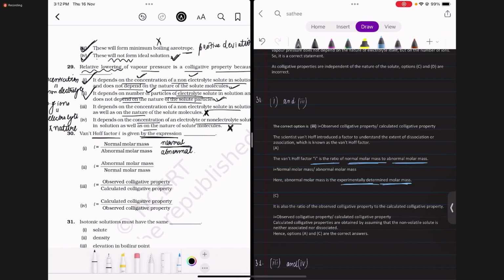Similarly, it is also equal to observed colligative property divided by calculated colligative property. यानी कि कैलकुलेटेड कॉलिगेटिव प्रॉपर्टीज कहाँ से आती है? So they are obtained by assuming that the non-volatile solute is neither associated nor disassociated. यानी कि calculated colligative property also we are finding in any experiment, and उसके बाद हम observed and calculated का ratio निकालते हैं, then we get the Van Hoff factor. So Van Hoff factor is the ratio of normal to abnormal molar mass, and also it is the ratio of observed colligative property to calculated colligative property. So options 1 and 3 are the correct answers.